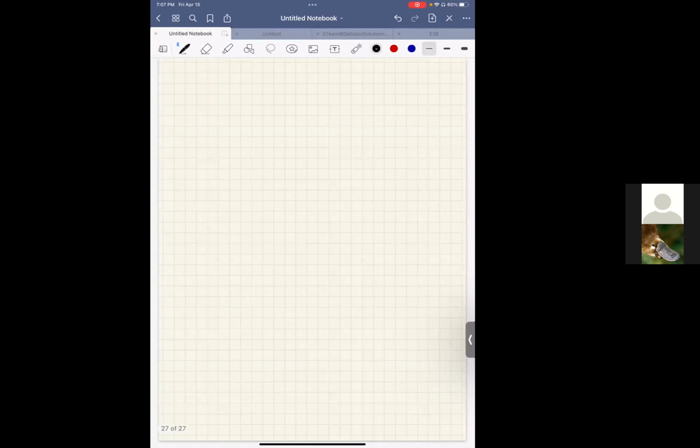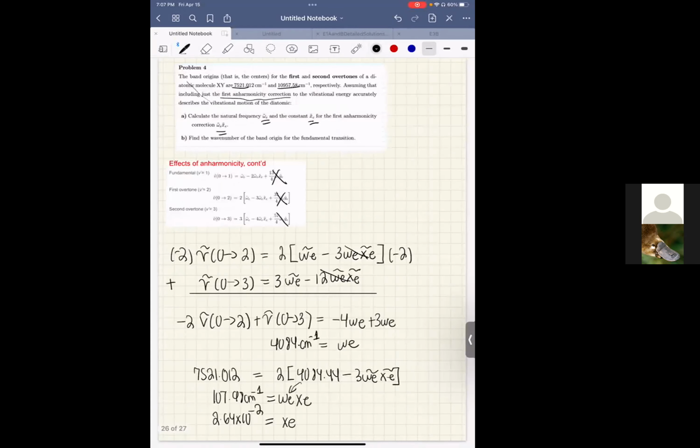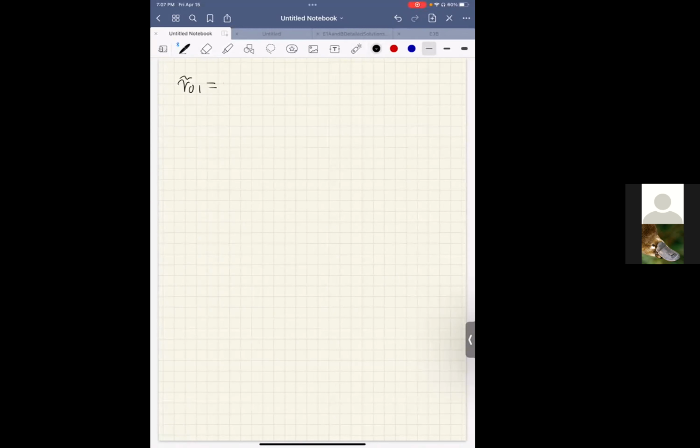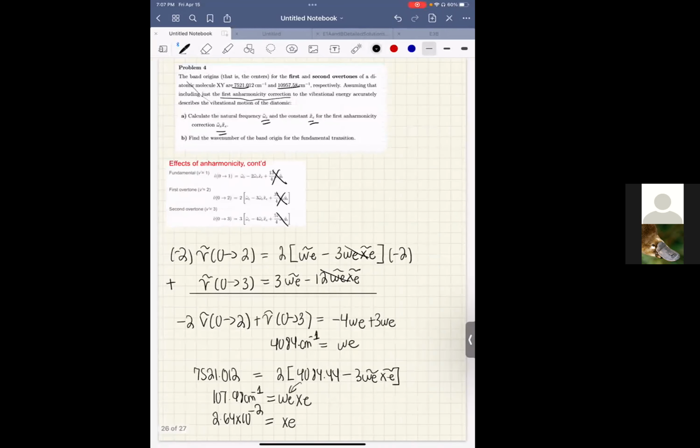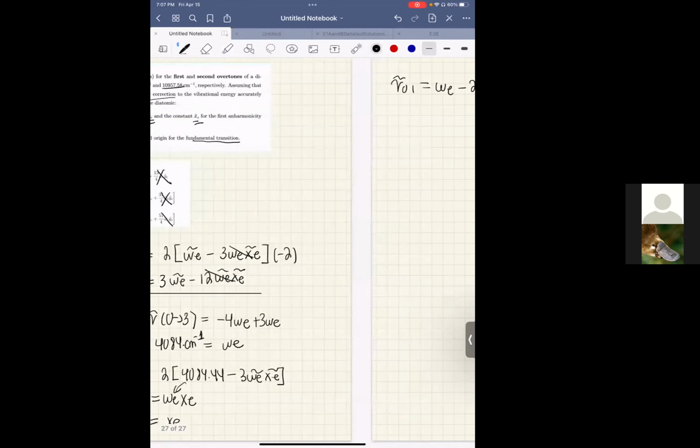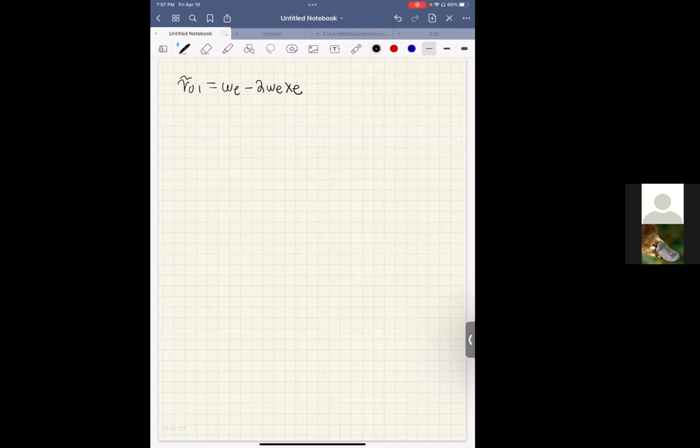And for the next part, I'm not going to go into depth, but all you pretty much do is use the first equation, which is this one here, and plug in your constants to find the fundamental transition. So that's pretty much all I have for you guys. If you have any questions, just text in the group chat or email me. And that's it.